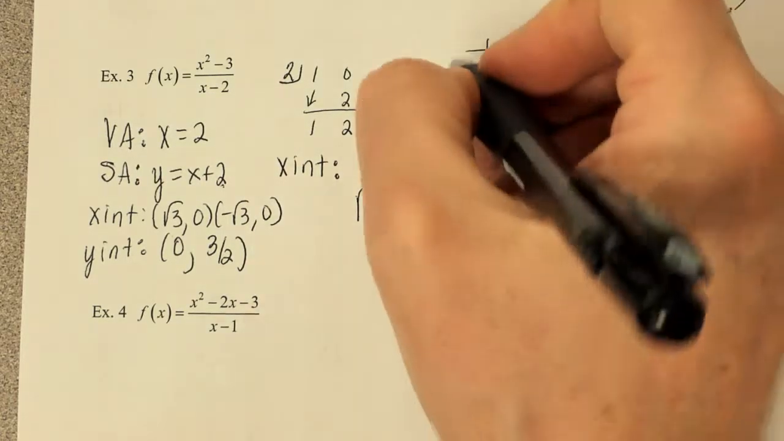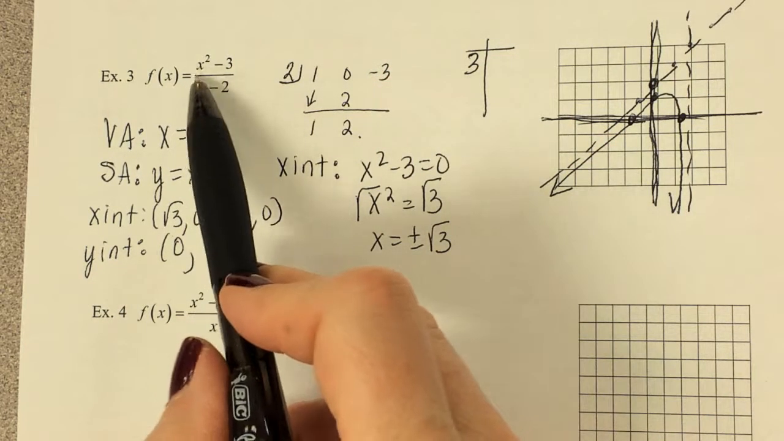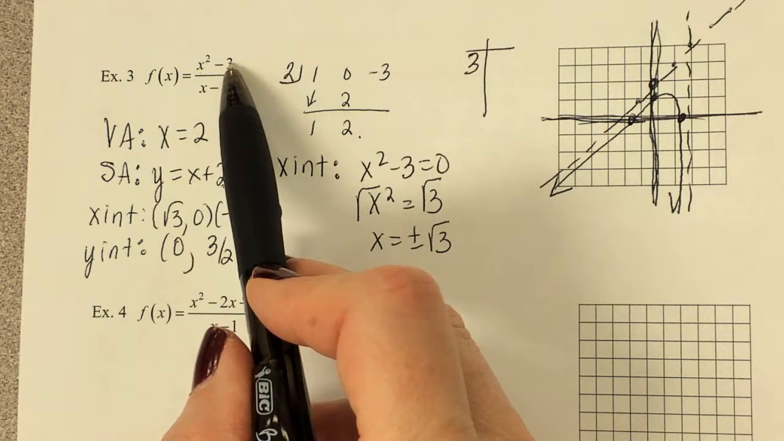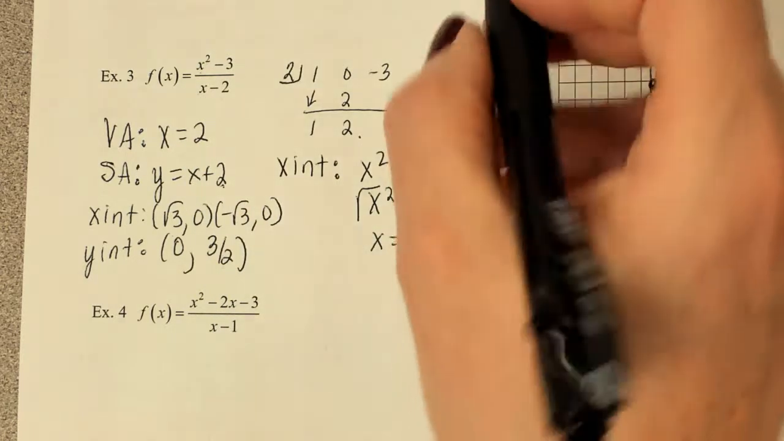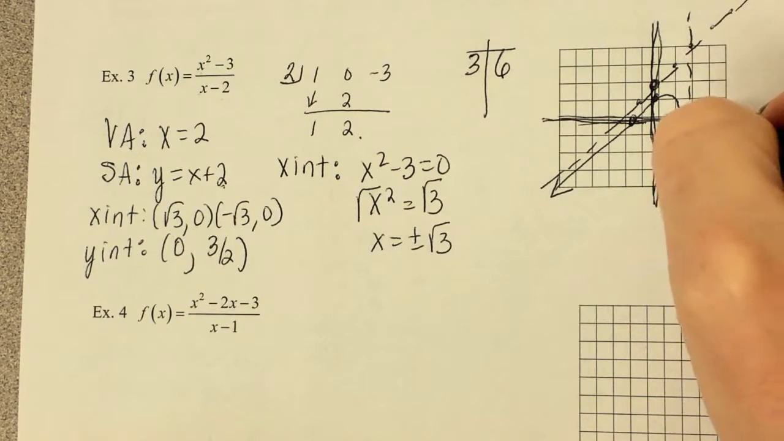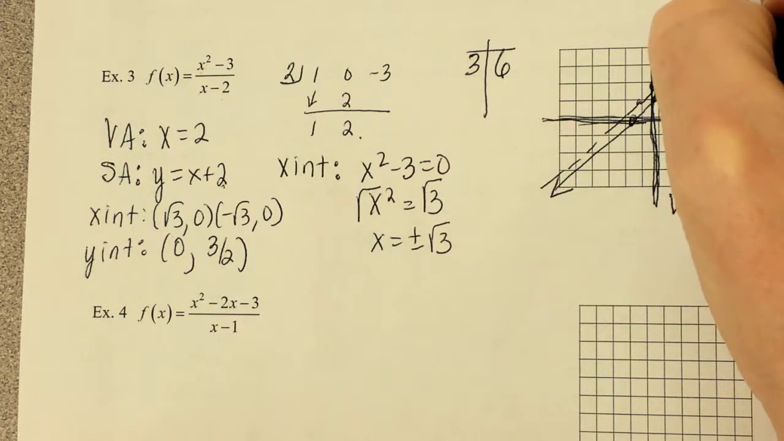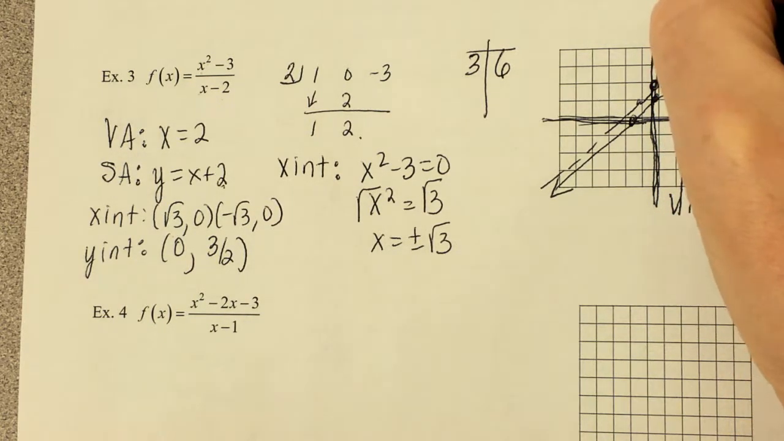So I might want to test 3. Plugging in 3, I get 9 minus 3 is 6. 3 minus 2 is 1. 6 over 1 is 6. So if I have the point (3, 6), yep, that supports that. It's going to look like that.